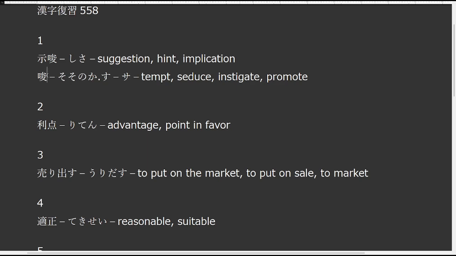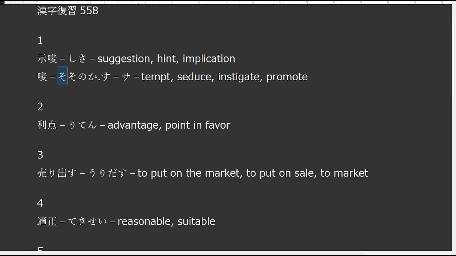So do that. Our first word of the day is shisa. Shi on the left side for to show, and sa on the right side, our new kanji for tempting, seducing, instigating, or promoting. So this is the show instigator. This instigates or seduces something to show with a suggestion, hint, or implication. That makes sense to me.